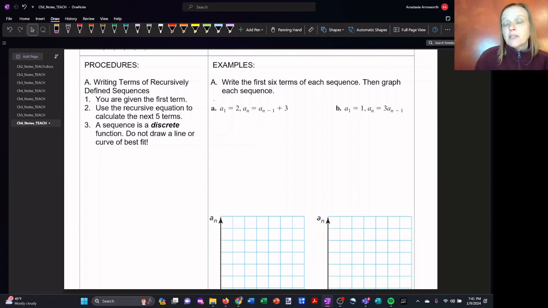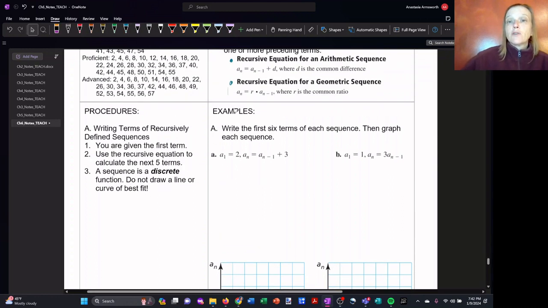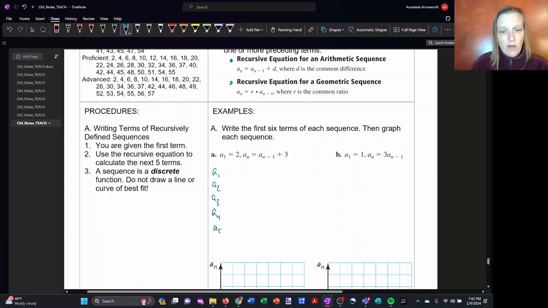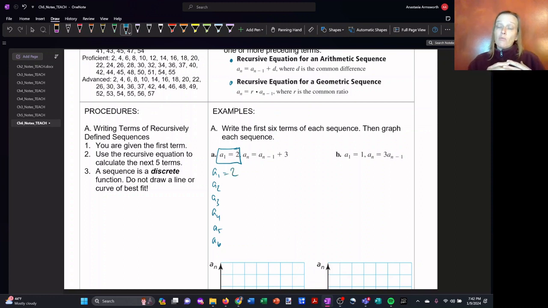So here we've got two recursive rules written down, and they want us to use the recursive rule to figure out the first 6 terms of the sequence. So I need to figure out A1, A2, A3, A4, A5, and A6. And I need to do that using the rule that they give me. First of all, they tell me that the first term is 2. Recursive rules always have to include that first term. If you don't know the starting point, you can't use the rule at all.